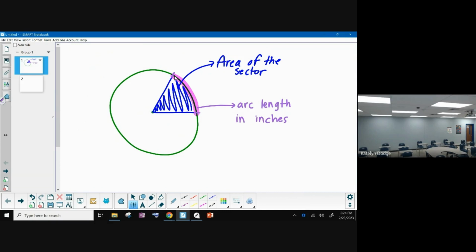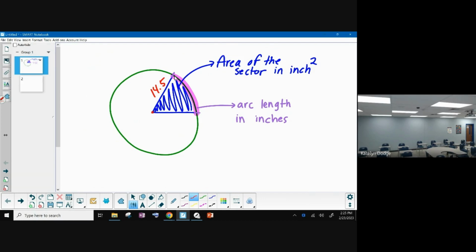Okay, so we'd have area of a sector. If we're using inches, that would be in inches squared. Okay, so how do we find these two things? Well, we absolutely need either the diameter or the radius. And if we're given the diameter, we could just divide the diameter by 2, and we would get our radius, which let's say our radius is 14.5.